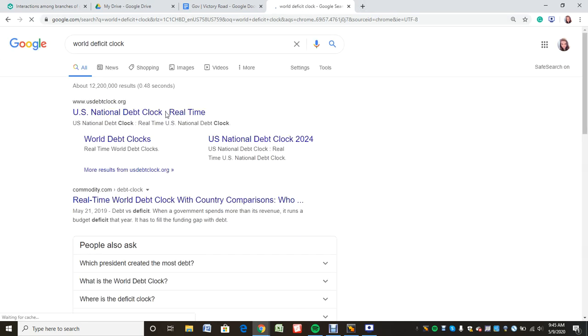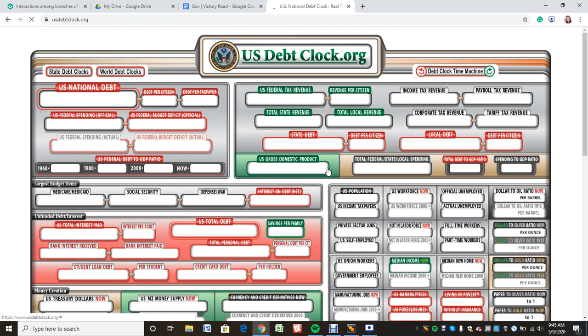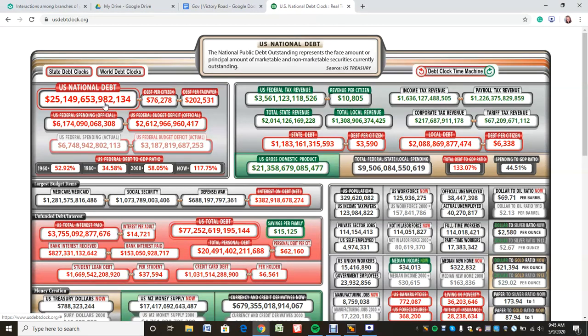The World Deficit Clock. All right. There it is. The U.S. National Debt Clock. Every second it's constantly updating. So this is the US national debt. It just keeps going up. And then you can look at all these other numbers and it'll just make you feel more and more depressed.